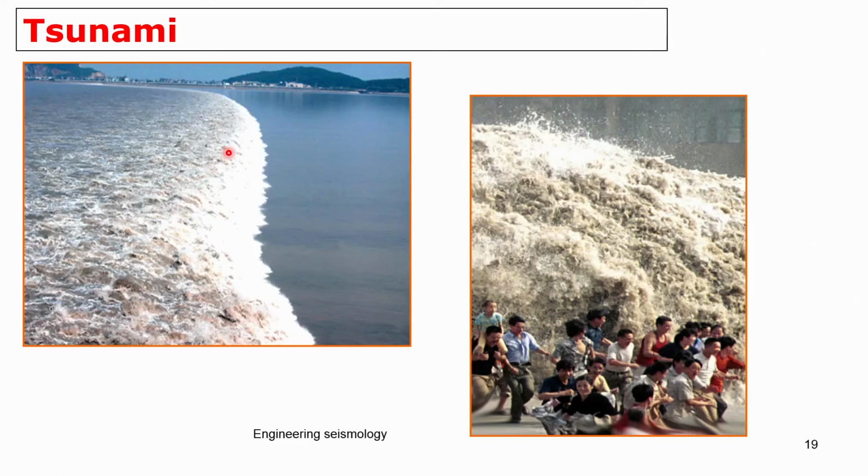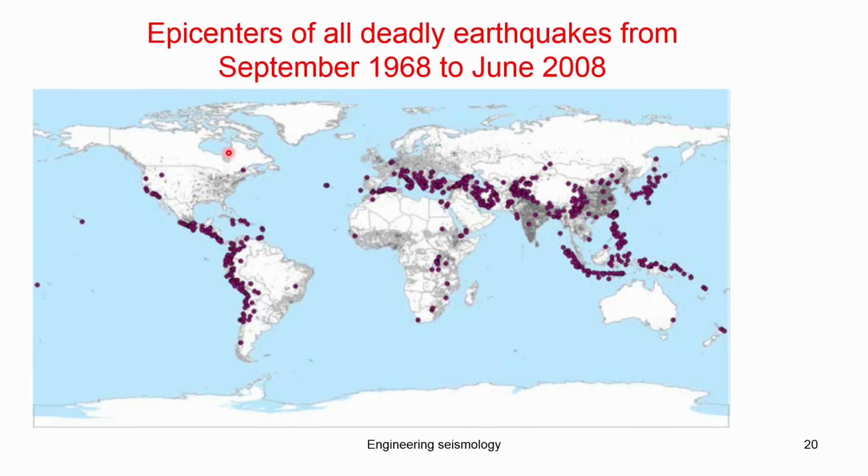In the 2004 tsunami, people are running to escape from the tsunami, and you can see how high the wave is when compared to the normal sea level. This is a classical example.